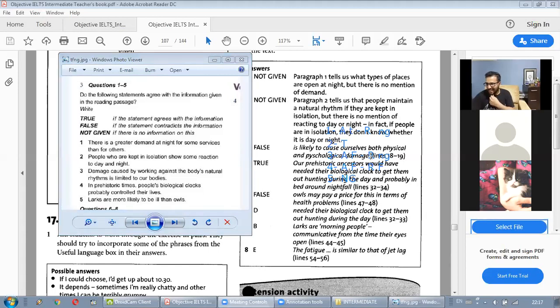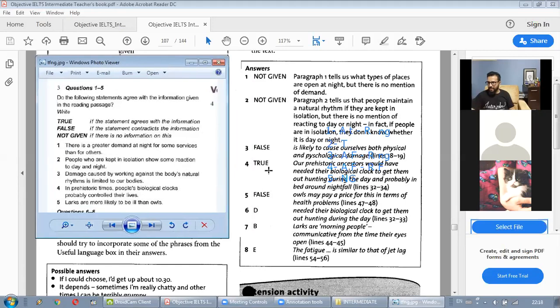Okay, so number 4, we answered false. You agreed on being wrong. So here it says in the question, in prehistoric times, people's biological clocks probably controlled their lives. And in the text, it says, our prehistoric ancestors would have needed their biological clock. How come it's true? I just didn't get it.